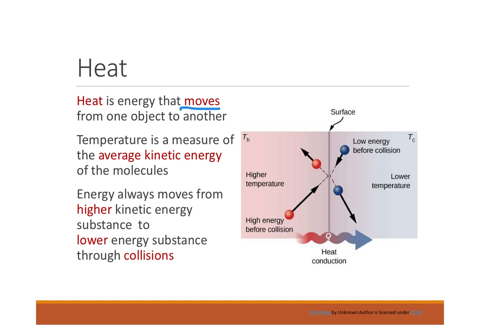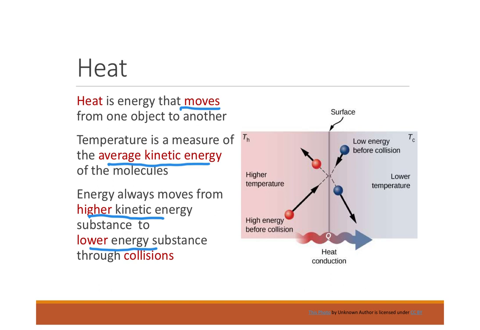by changes in temperature. Now, temperature actually is a measure of the average kinetic energy or the movement energy of the molecules in a substance. And heat, or this energy transfer, is always going to go from the higher kinetic energy or the hotter substance to the lower kinetic energy or the cooler substance. So heat always moves from something that is hot to something that is cooler.